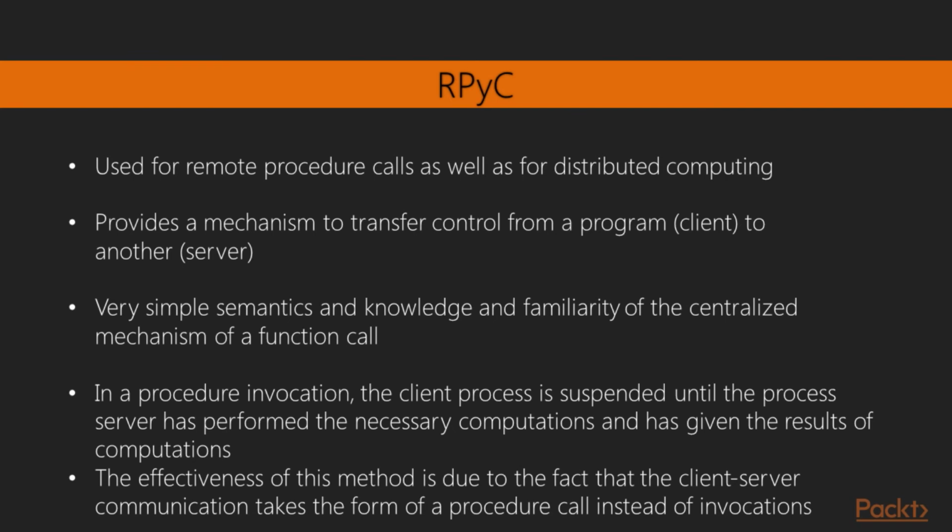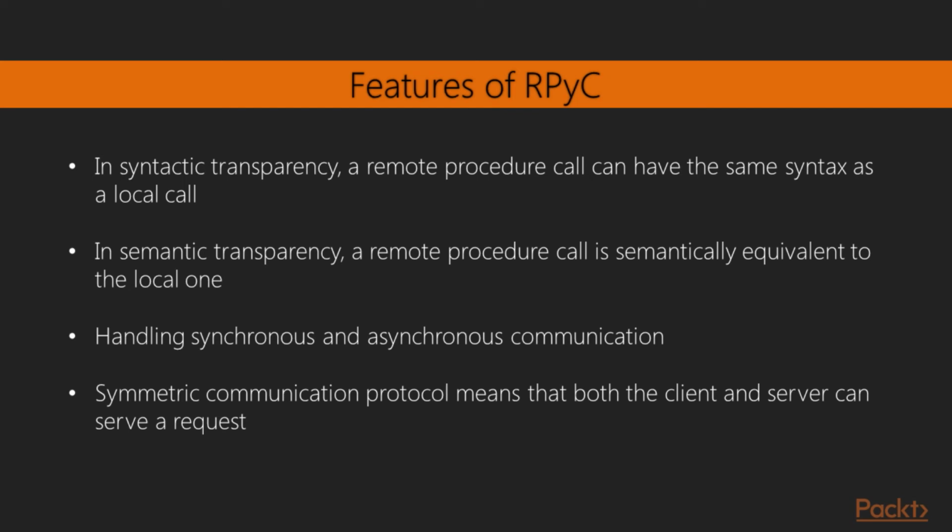The effectiveness of this method is due to the fact that the client-server communication takes the form of a procedure call instead of invocations to the transport layer, so that all the details of the operation of the network are hidden from the application program by placing them in local procedures called stubs. The main features of RPYC are: 1. Syntactic transparency, where a remote procedure call can have the same syntax as a local call. 2. Semantic transparency, where a remote procedure call is semantically equivalent to the local one. 3. Handling synchronous and asynchronous communication. 4. Symmetric communication protocol, which means that both the client and server can serve a request.